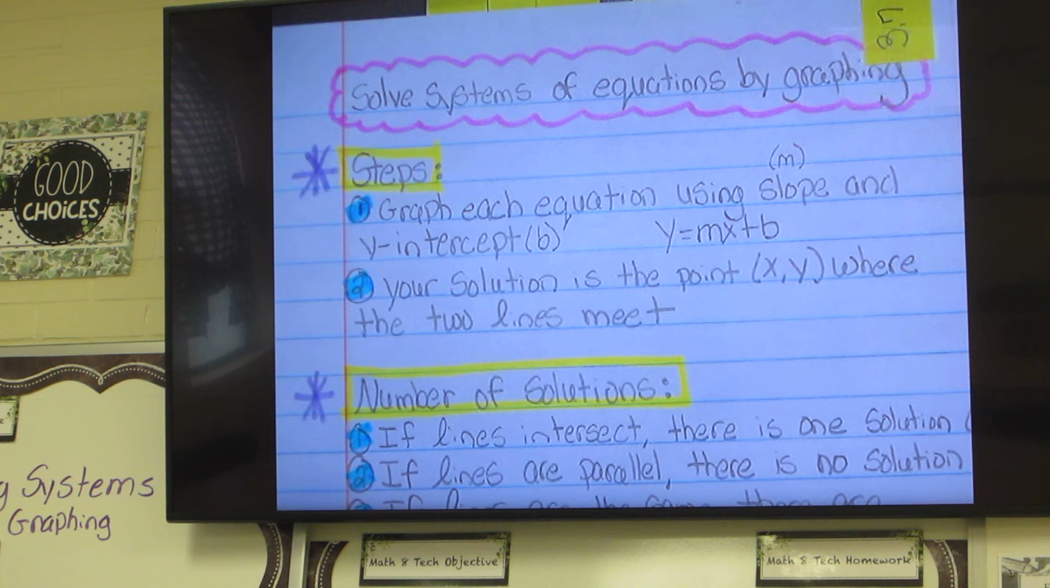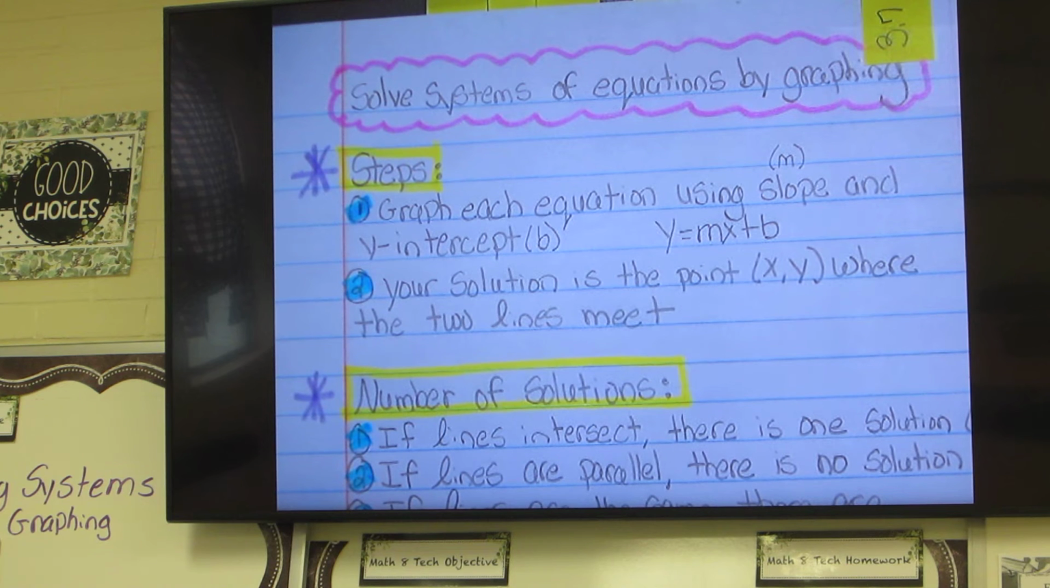Once both lines are graphed, the point at which they meet is your solution, and you're done. That ordered pair, the whole ordered pair, not just the x value, not just the y value, is your solution. I'll show you what that looks like in a minute.